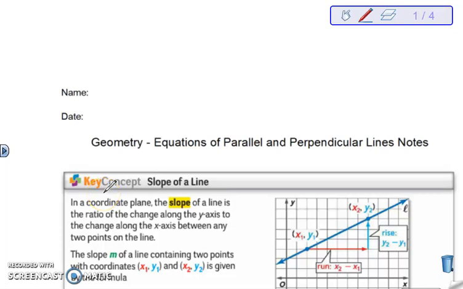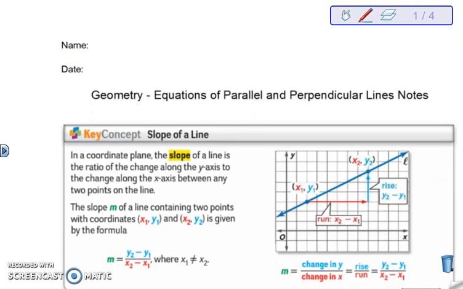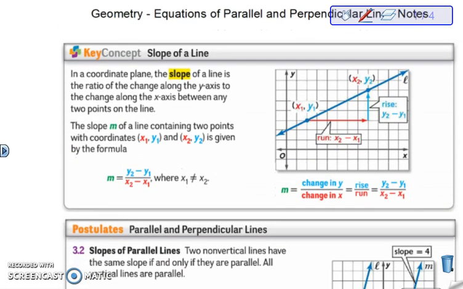Alright, so today we are talking about the equations of parallel and perpendicular lines. Some of this might be review from Algebra 1, but let's talk about it just in case you have forgotten. So the first thing that we want to remember is the slope of a line. The slope of the line basically tells us which direction the line points.